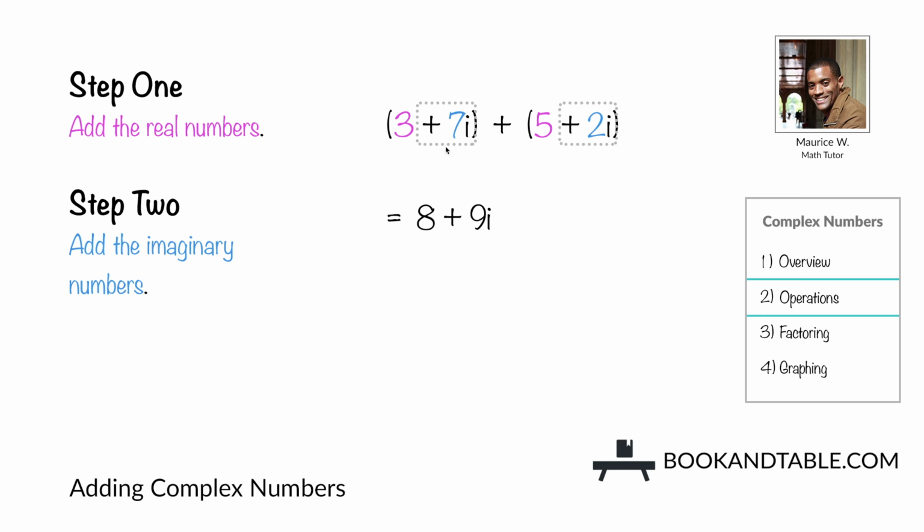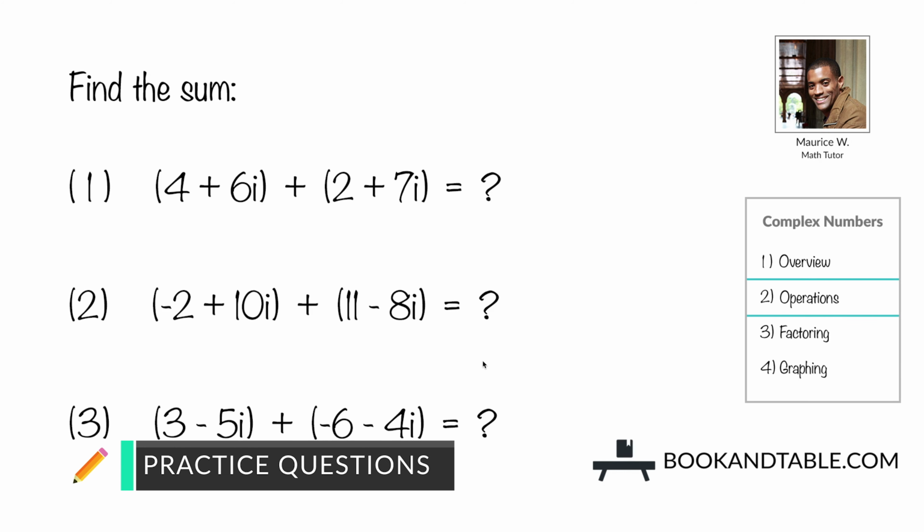And now the second step, add the imaginary numbers. 7i is the imaginary number in the first complex number, and 2i is the imaginary number in our second complex number here. So when we add those, 2i plus 7i gives us 9i. So the sum of 3 plus 7i plus 5 plus 2i would give us 8 plus 9i. So for addition, add the real numbers and then add the imaginary numbers. Let's have you try a few practice questions.